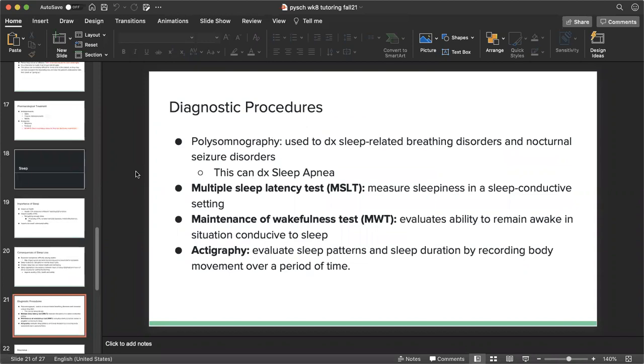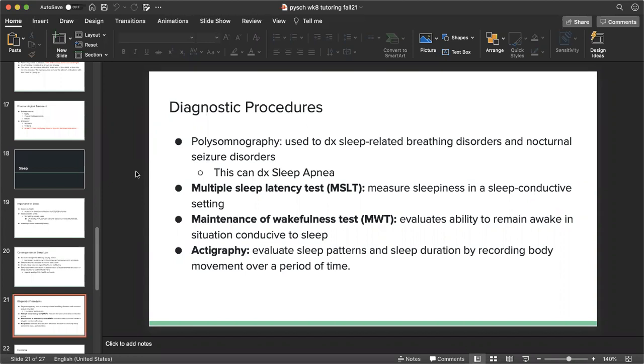So some diagnostic procedures, polysomnography. Sorry if I butchered it. It's used to diagnose sleep-related breathing disorders and nocturnal seizure disorders. So this can diagnose sleep apnea. And we're going to go over sleep apnea in a few slides.